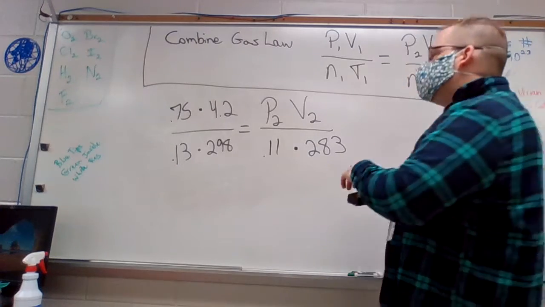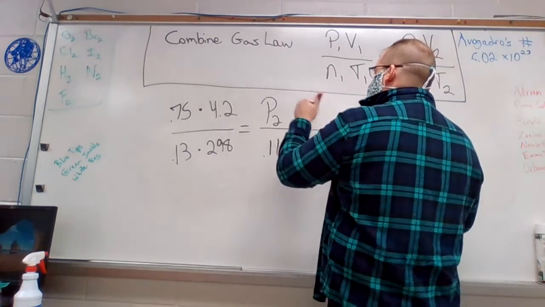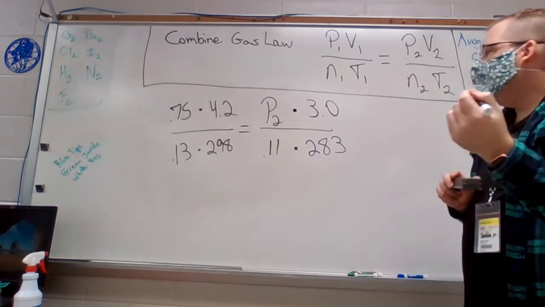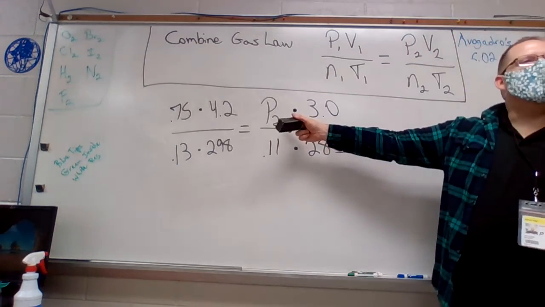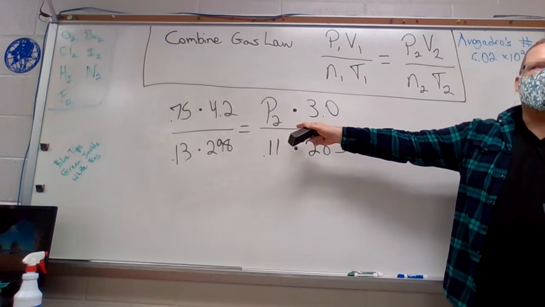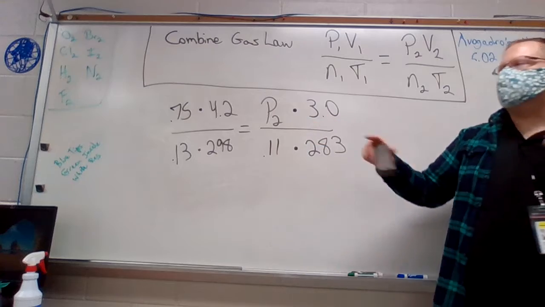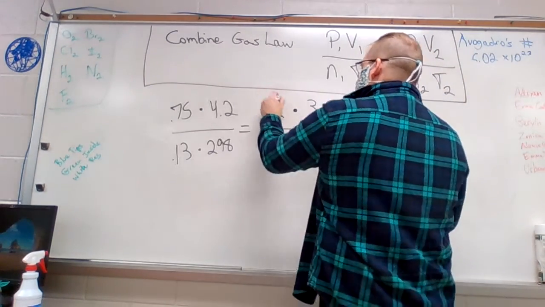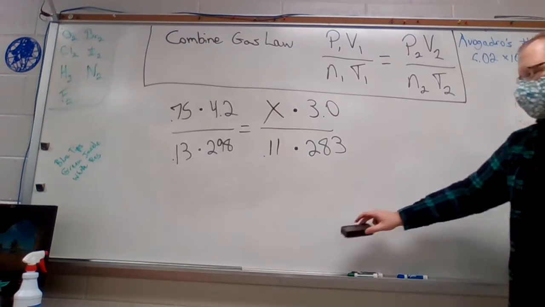resulting in a volume of 3.0 liters. So I know this is my second volume, 3.0 liters. I'm multiplying here and there. And then the last thing I need, my pressure two. I don't know that pressure two. They're always going to leave something off. And so I don't know that. That's what I'm trying to solve for. I can leave it as P2, or I can make it an X. And solving for X is something we're a little bit used to.